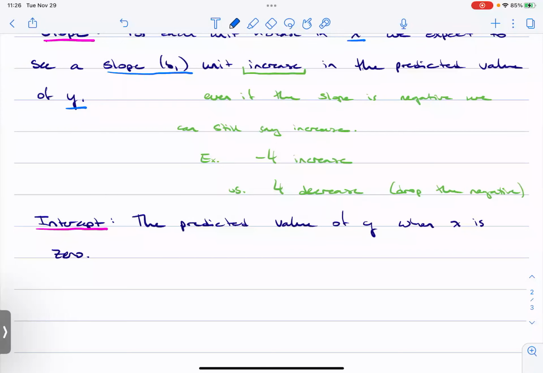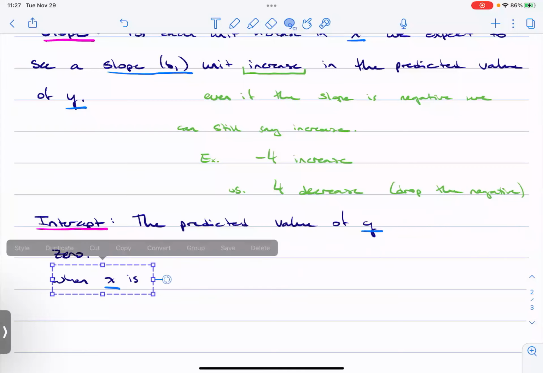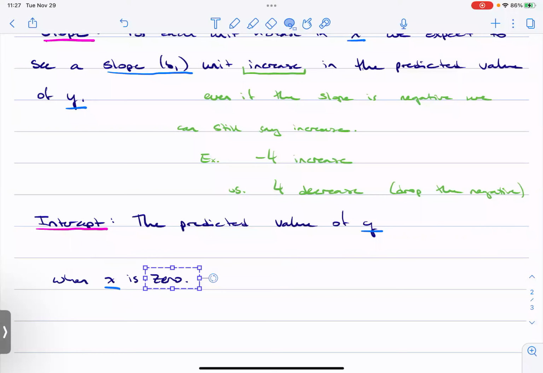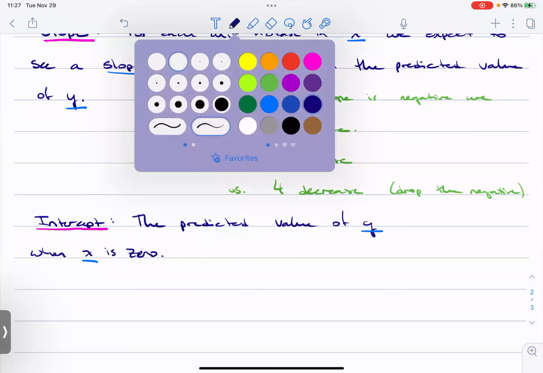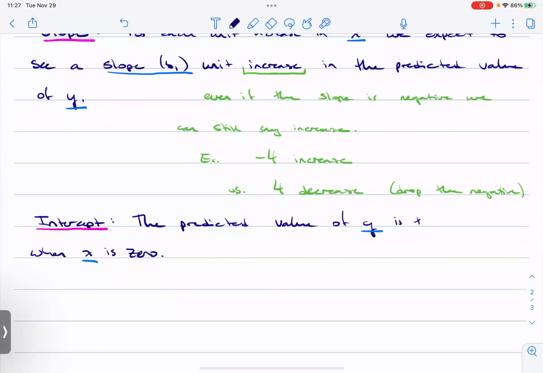And again, you would replace your x's and your y's. And I guess you would say something like the predicted value of y is the intercept. Yeah, sure, let's do that. The predicted value of y is the intercept B0 when x is 0. There.